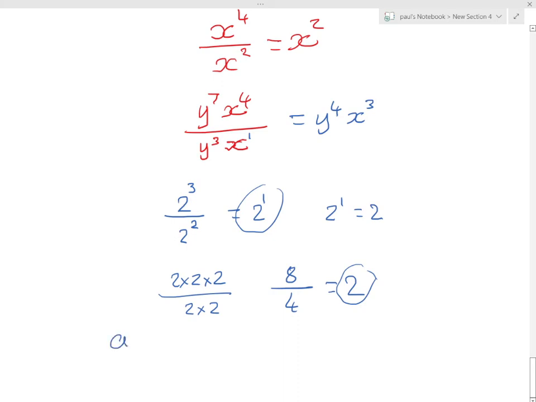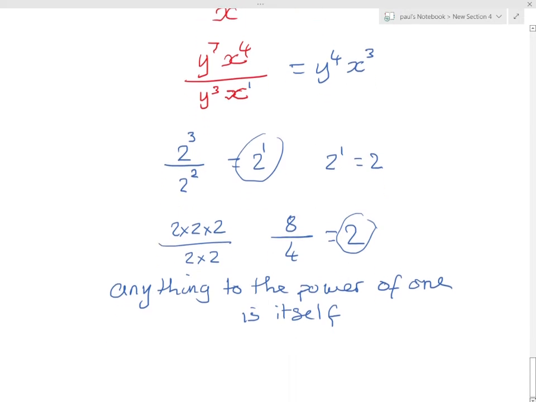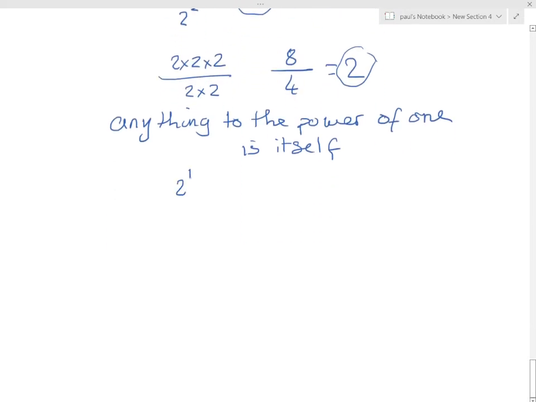So the rule here is anything to the power of 1 is itself. Yeah? So anything to the power of 1 is itself. So we know that 2 to the 1 is 2, because we wouldn't write to the 1. 99 to the power of 1 is 99. Yeah?